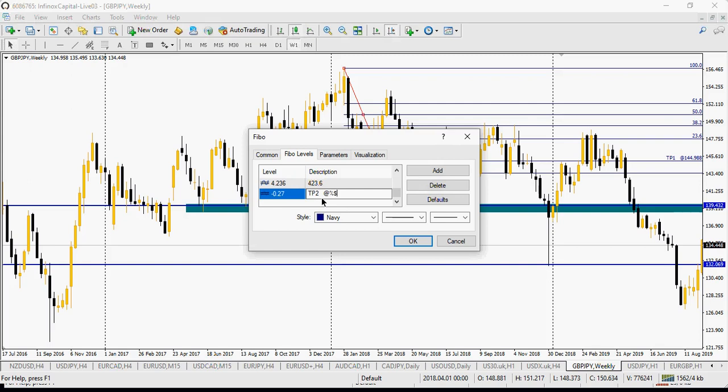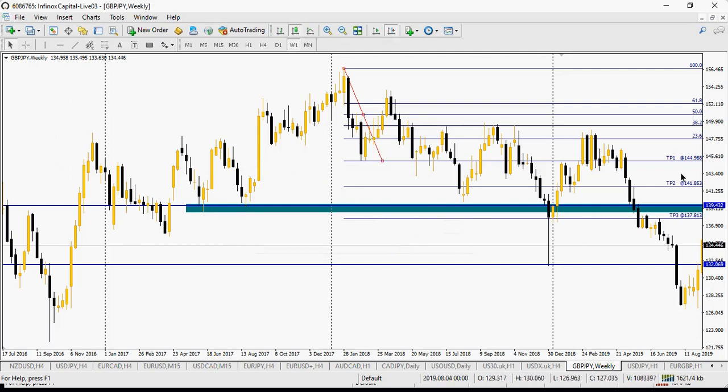And then my TP3 is minus 0.618. That is my take profit 3, if I'm going to be using the Fibonacci to percentage dollar. Okay, so this is my take profit 2 level, and this is my take profit 3 level.